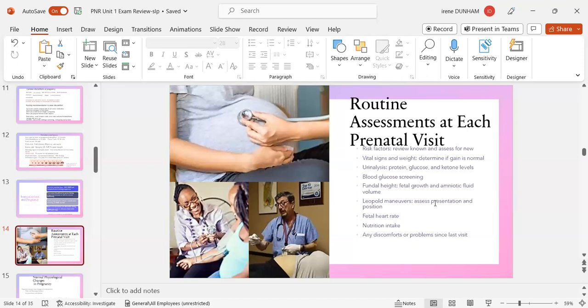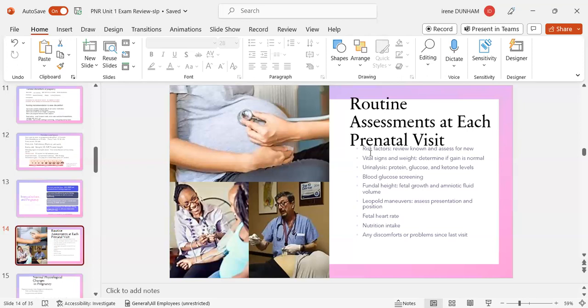What about nutrition? Well, yeah, we can talk about that. And then you ask about discomforts and problems since the last visit. And what about this little word here? Oh, well, weight I included with vital signs. Oh, okay. I didn't hear the weight. Okay. So yeah, you want to make sure that you're clear on your choices. That's good. All right, then you got it.